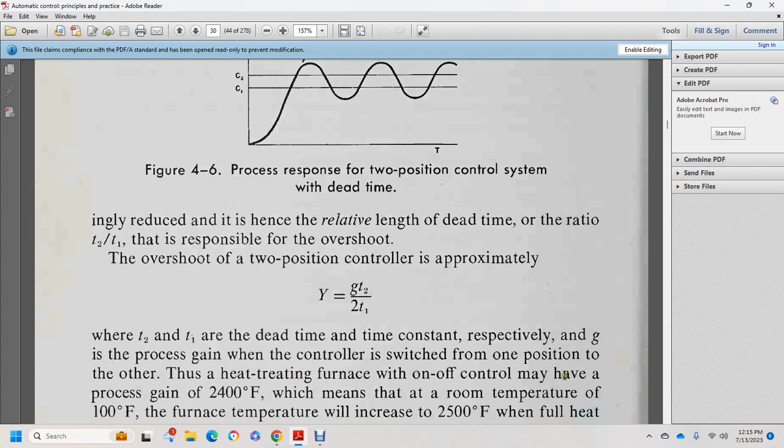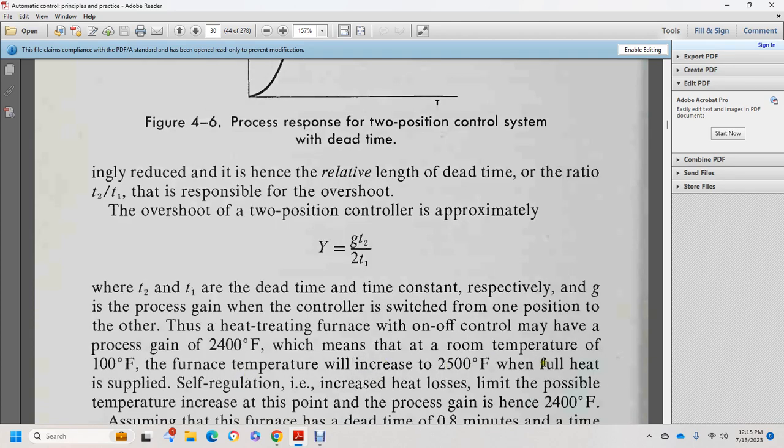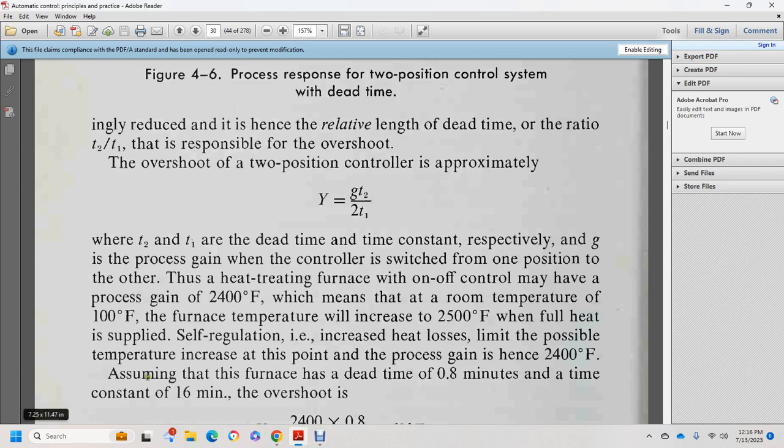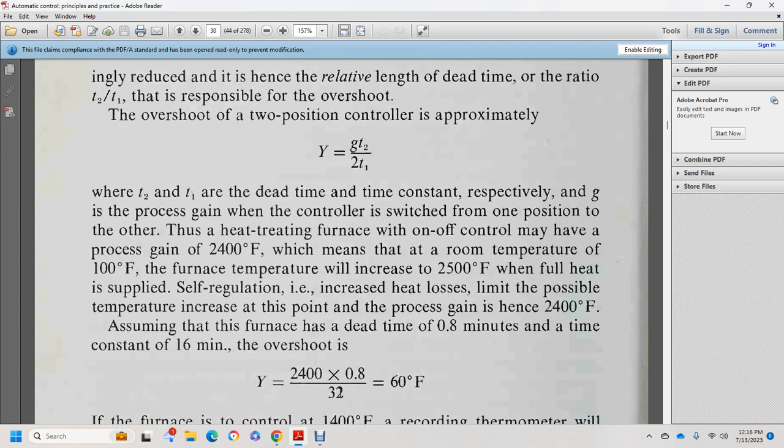A heating furnace with on-off control may have a process gain, with 2400 degrees, which may be the room temperature rising by 100 degrees. The furnace temperature will increase to 2500 when fully heated, with the supply of self-regulation increasing the heat level to the limit of the possible temperature increase. Assuming the furnace has a dead time of 0.8 minutes and a time constant of 16 minutes, the overshoot is 2400 degrees Fahrenheit over 0.8 minutes divided by 32, which is 2 times the time constant T1, 16 minutes. So you have 32 minutes: 2400 degrees Fahrenheit over 0.8 minutes times 32 minutes equals 60 degrees Fahrenheit.